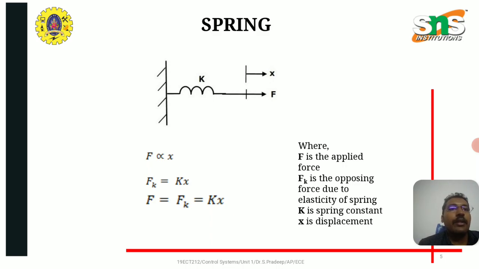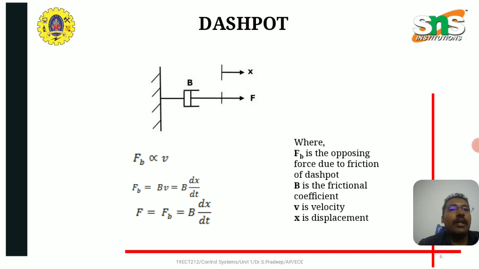Spring. In this diagram, F equal to Fk equal to K x, where F is the applied force, Fk is the opposing force due to elasticity of spring, K is spring constant and x is displacement. Dashpot. In this, F equal to Fb, which is equal to b dx by dt, where Fb is the opposing force due to friction of dashpot, b is the frictional coefficient, v is velocity and x is displacement.